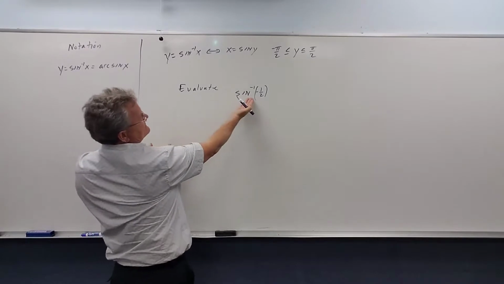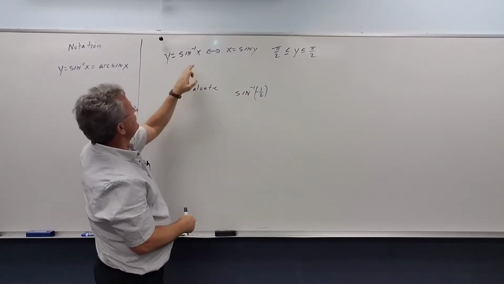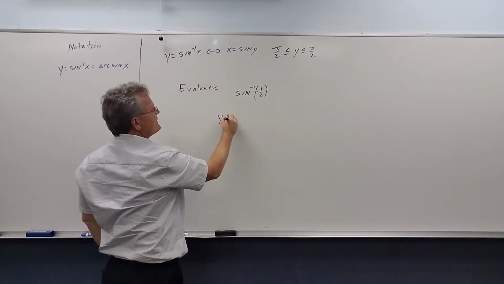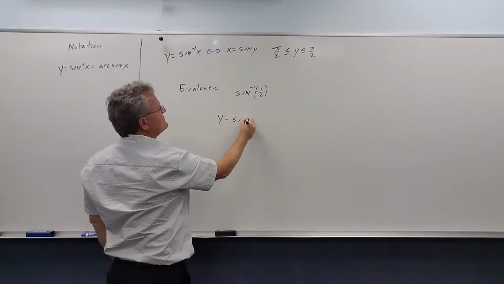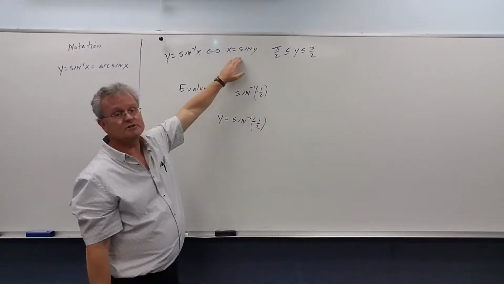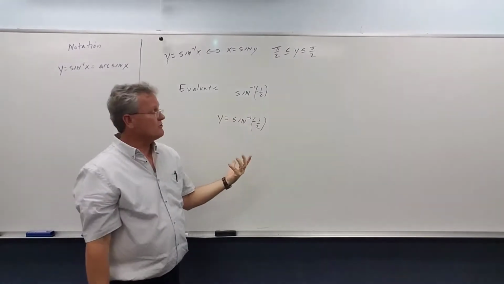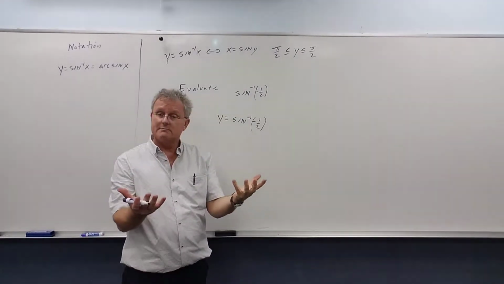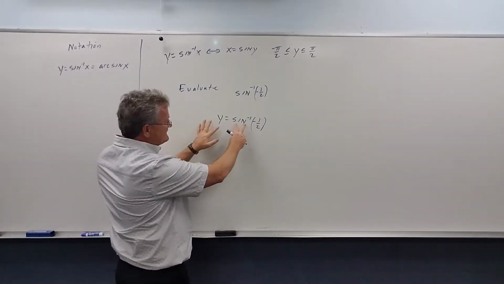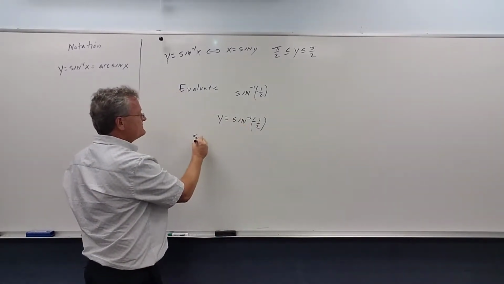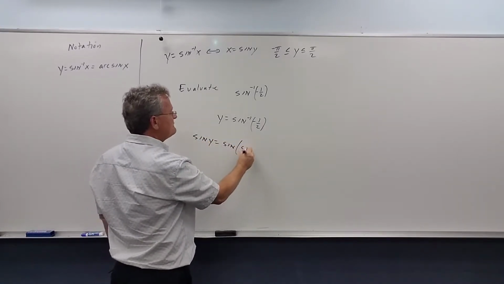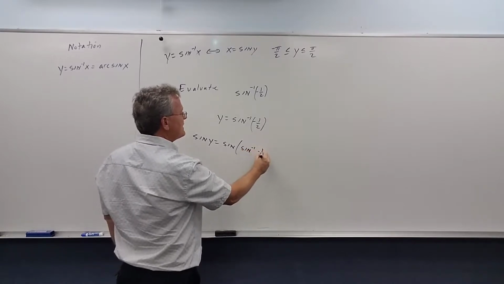Whatever this is, the answer to that is y. The inverse sine of negative 1/2 is y. So let's just write this as y equals the inverse sine of negative 1/2. We could jump to here, but let's do what I did in the earlier video. Remember, you can do anything to both sides of an equation as long as you do it to both sides. Let's take the sine of both sides. So I get the sine of y equals the sine of the inverse sine of negative 1/2.